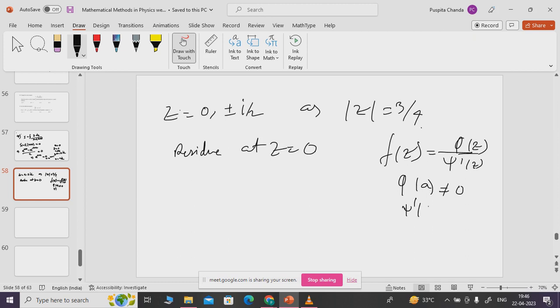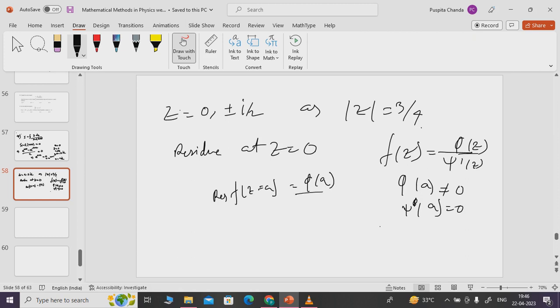And psi dash a is not equal to 0, psi a is equal to 0, then the residue of f of z at a is phi of a by psi dash a, which will become 0 here.